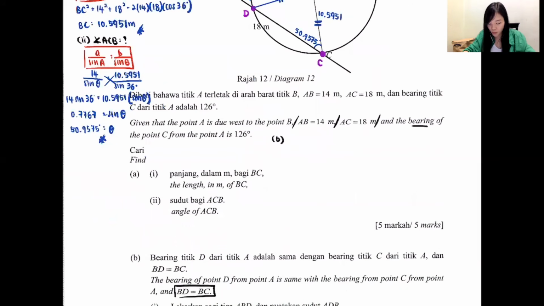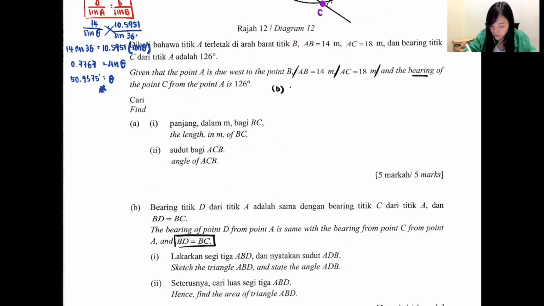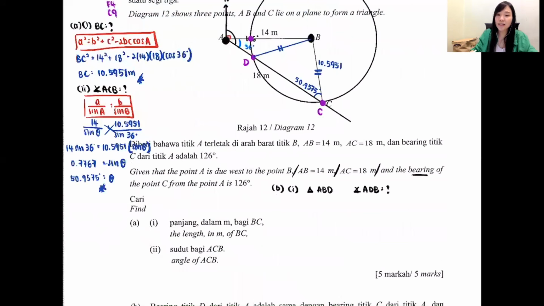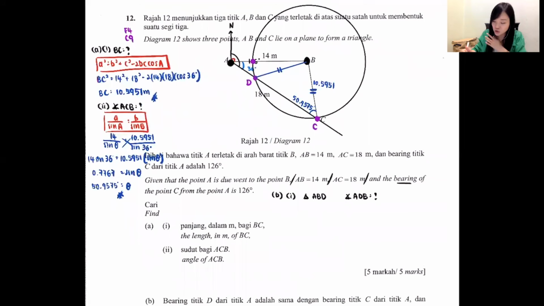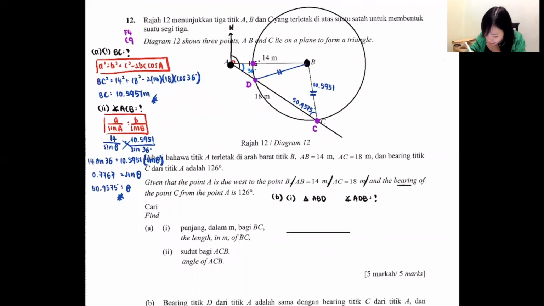So see B1, they say sketch the triangle. Sketch the triangle ABD, and state the angle ADB. If you understand what I said just now, you can draw out the triangle ADB. So A to B is like this, and A to D I drew just now like that. So in ADB, here is 14 meter, here 36 degree, here 10.5951 meter. Okay, I'm done drawing. You draw like that, you get 1 mark. You guys can see it. I put yellow color for you, okay? You look at the color, you will understand it better.